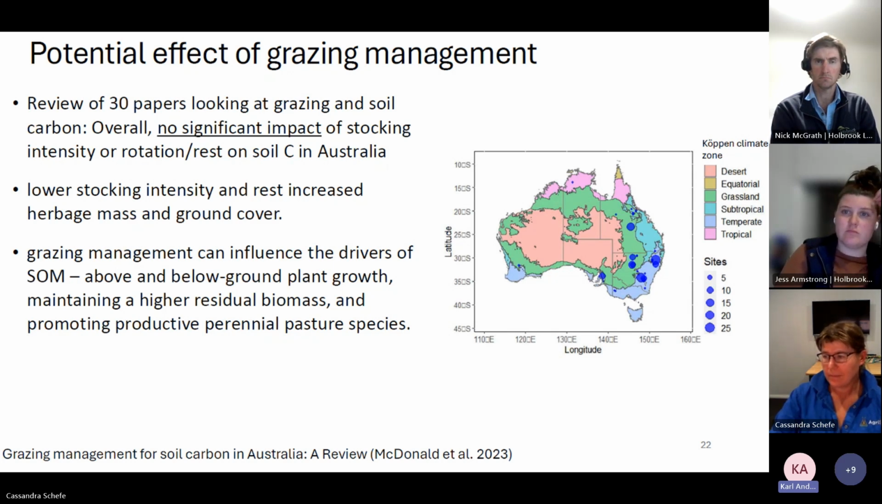What could be seen was that there could be more biomass and more ground cover under different grazing regimes, but not necessarily consistently more organic carbon. Which again reiterates the point that they're not parked systems, they're still operating. Yeah, so maybe the next slide. Thanks, Cass.